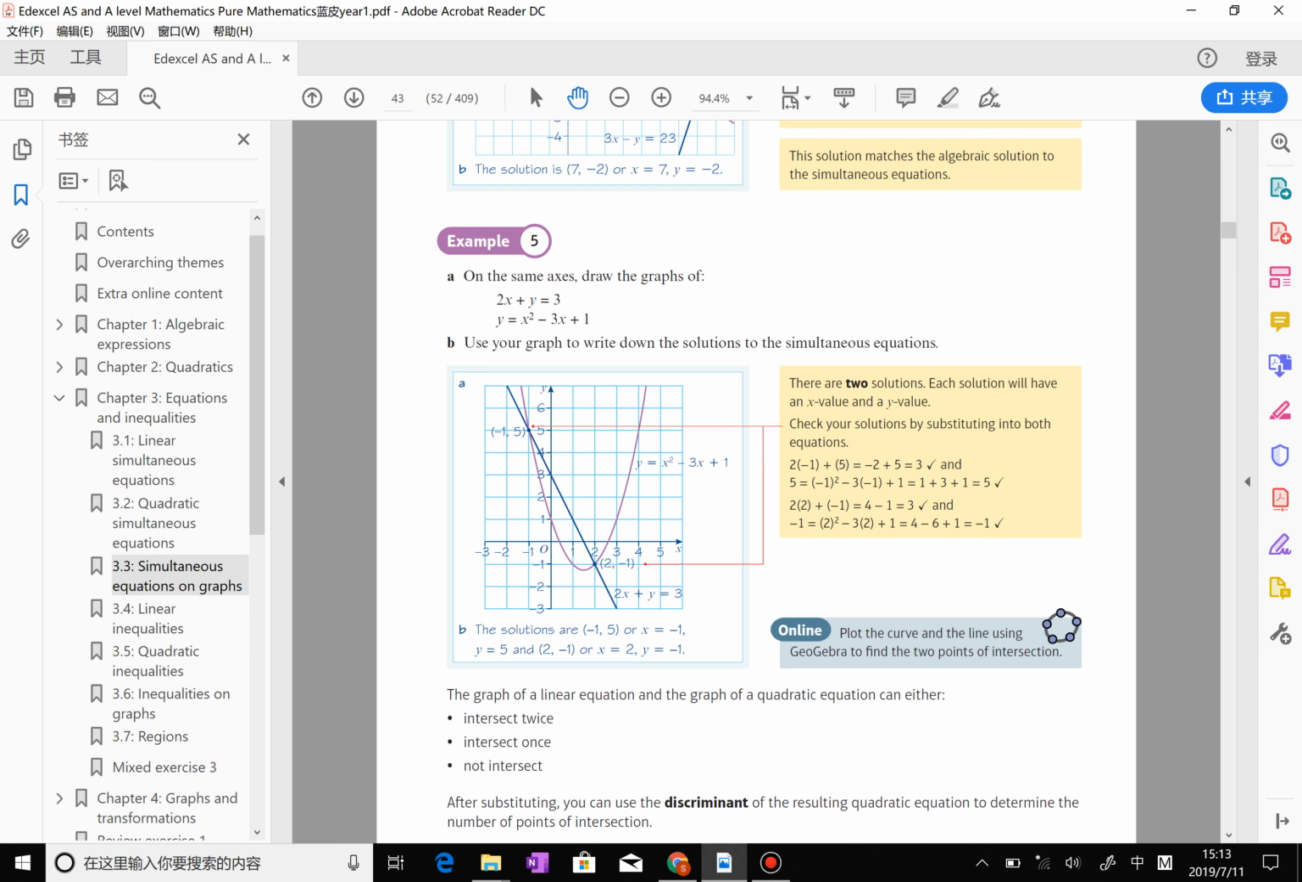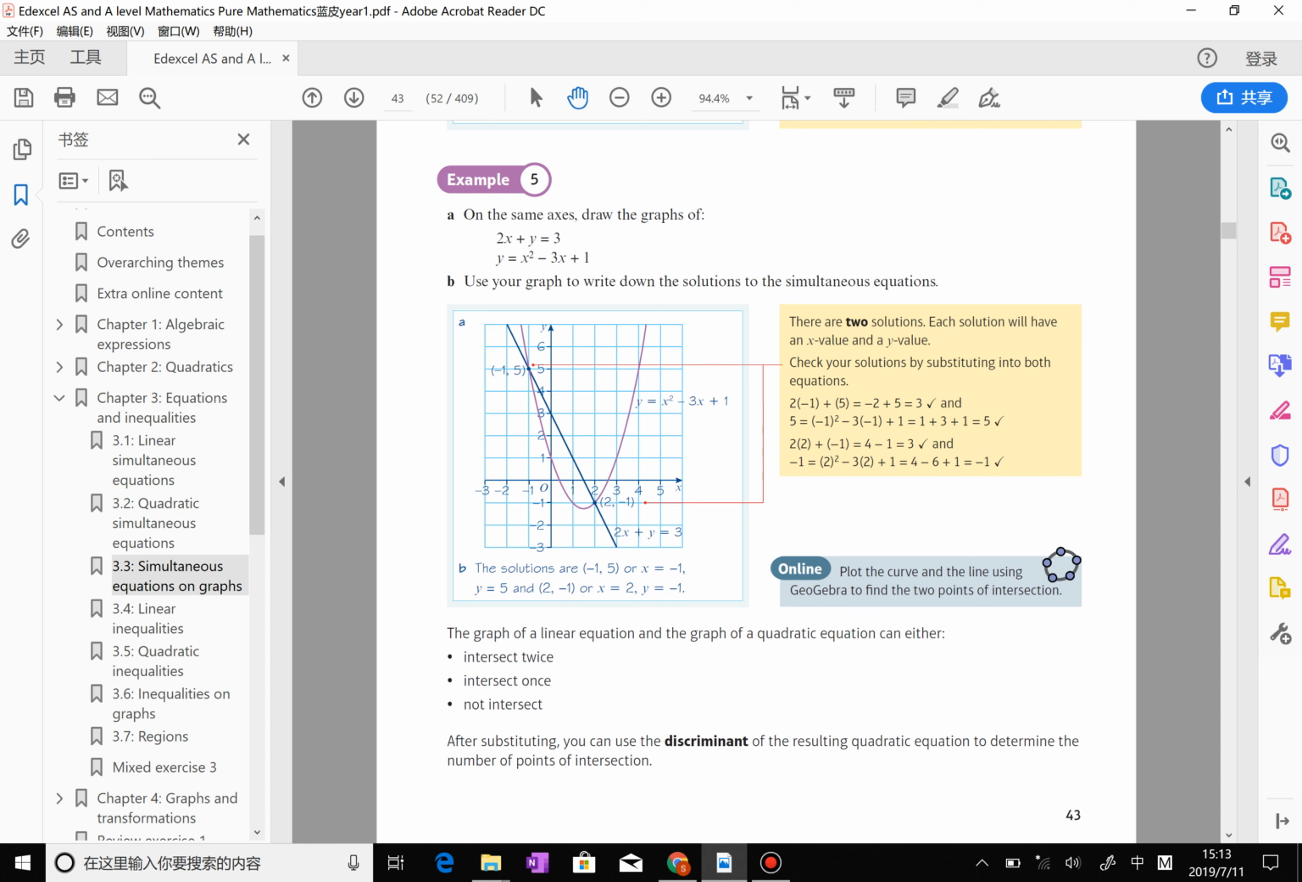So we find out there are two intersection points. One is (-1, 5), another one is (2, -1). So we find the two pairs of solutions. This is how we solve the problem of simultaneous equations by drawing the graphs.